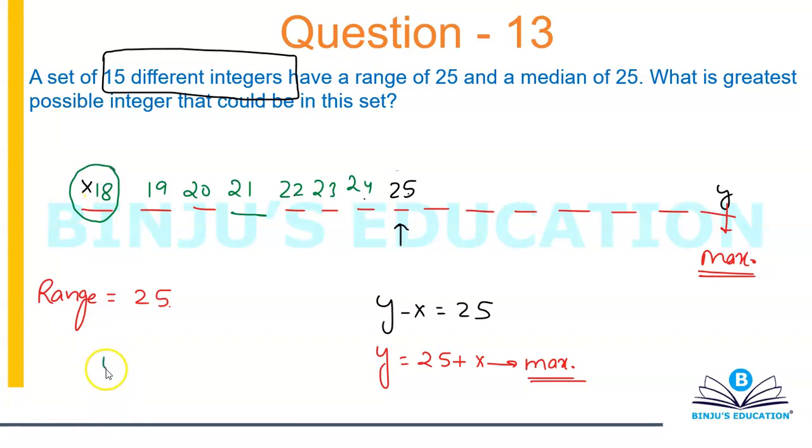So the maximum value of y will automatically become 25 plus 18, which will be equal to 43. That's the maximum possible value of y. If you reduce x further, then y will also be reduced further, and you have to take another thing into consideration, that the integers are different. So the maximum possible value of y will be 43, because if you want to maximize y, you'll have to maximize x. That's how it works. Correct?